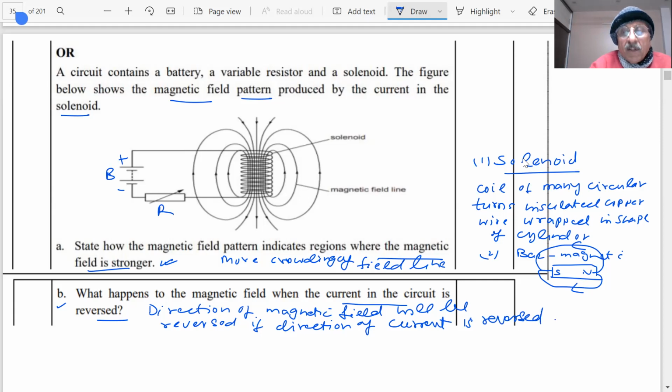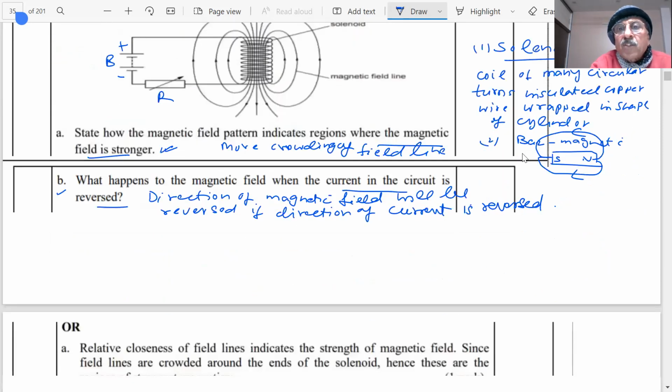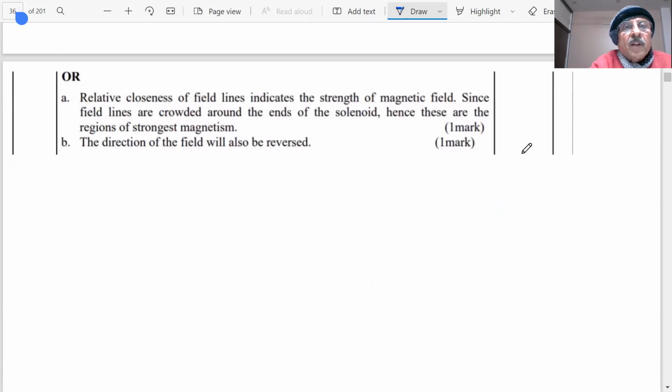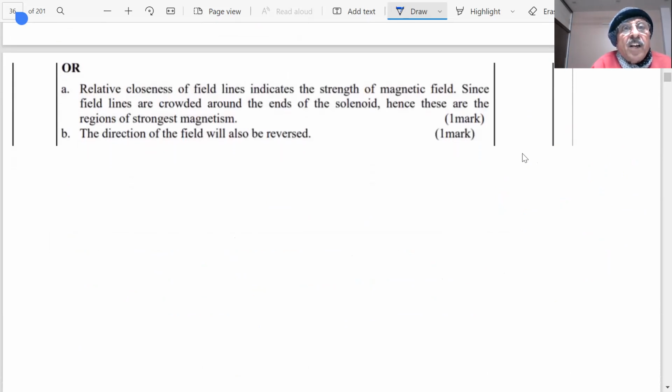So let us see the marking scheme answer given by the CBSE. Relative closeness of field lines indicates the strength of the magnetic field. As we said, the more crowding of the field lines, the closer they are, the greater is the strength of the magnetic field. Since field lines are crowded around the ends of the solenoid, these are regions of strongest magnetism. At the ends of the solenoid, the magnetic field lines are highly crowded, so it is maximum here.